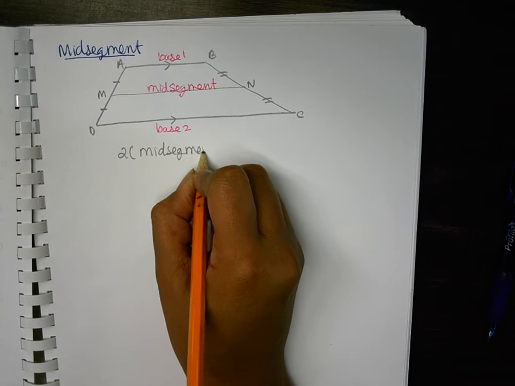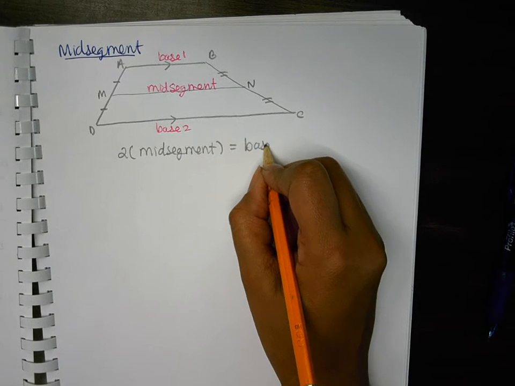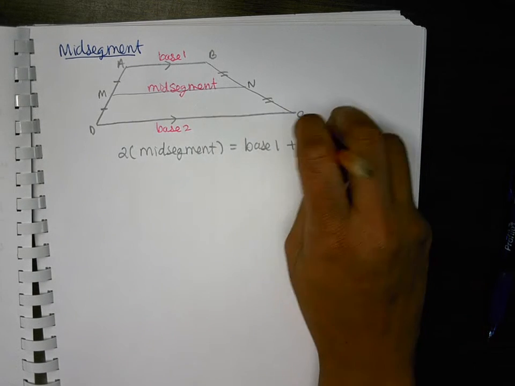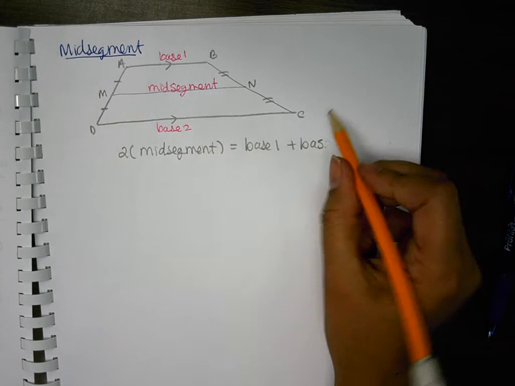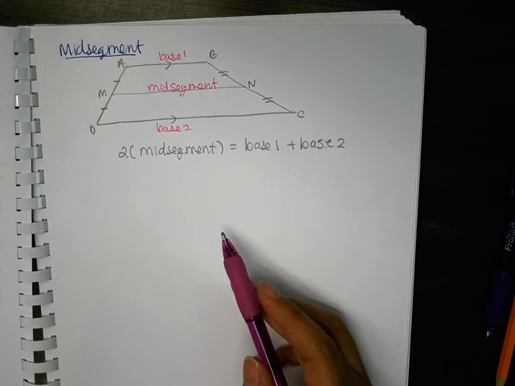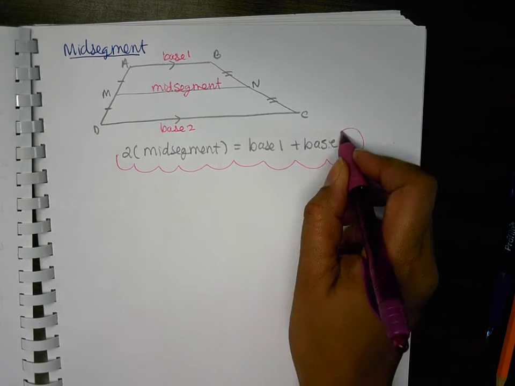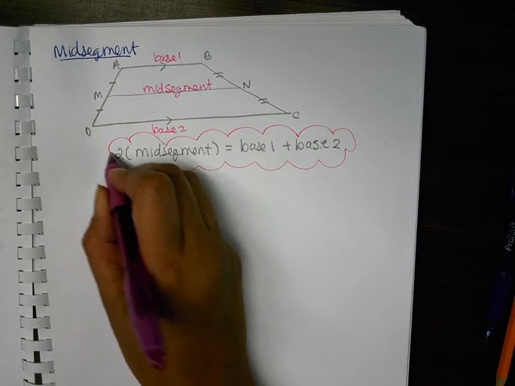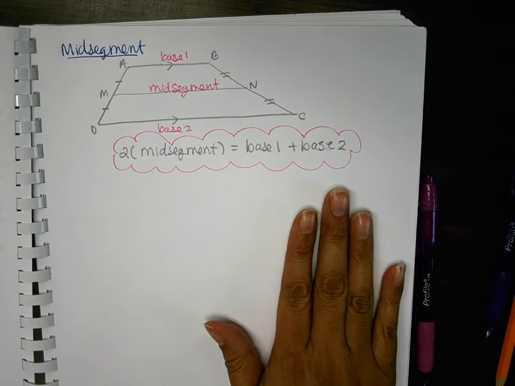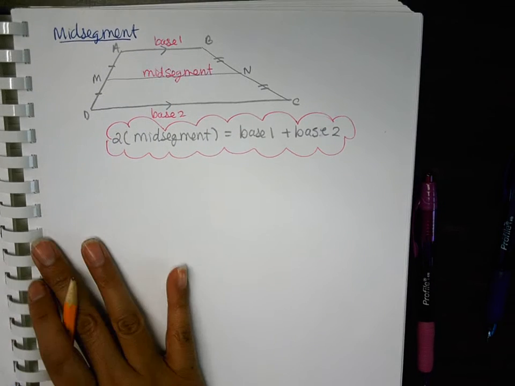Now how many bases do I have here? 2. So we add those up. Base 1 plus base 2. Now, I'm going to repeat that. Double the mid-segment equals the sum of your bases. You double the mid-segment and it equals the sum of your bases. Got it? Okay.